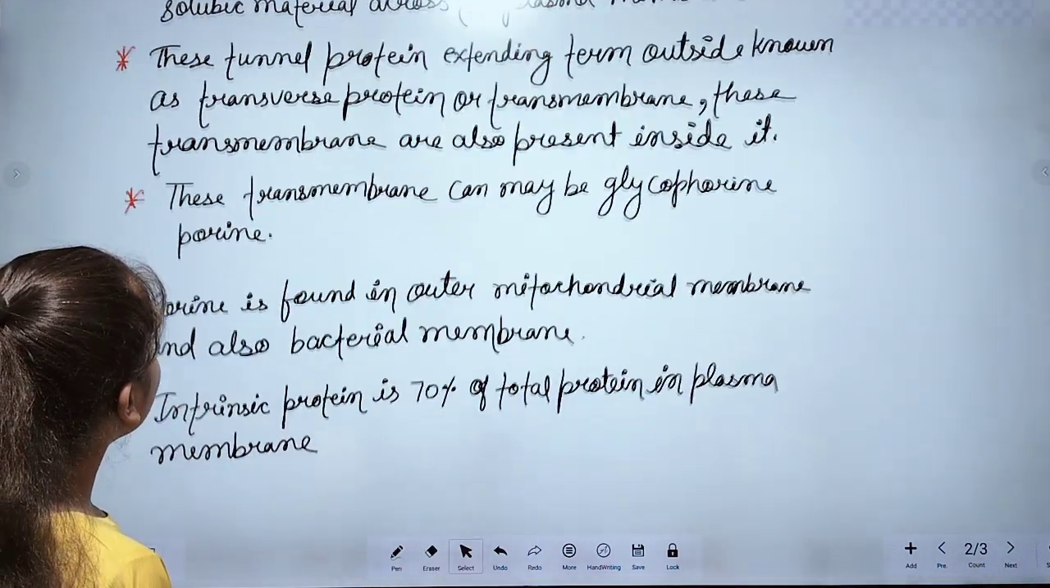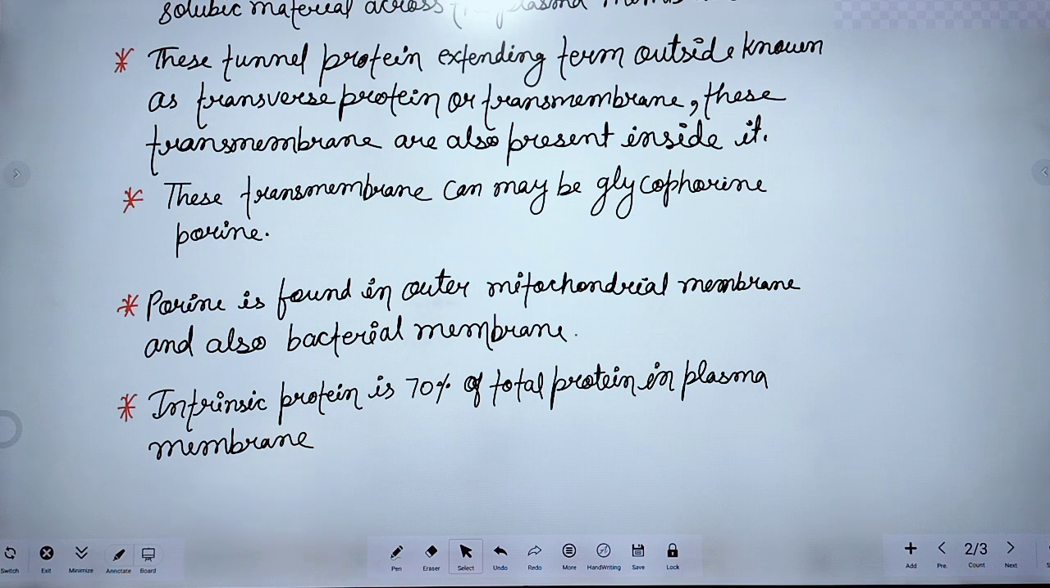Porin is found in the outer mitochondrial membrane. Where is porin found? It is found in the outer mitochondrial membrane and also in the bacterial membrane. So porin is found in two types of membrane: the first is the mitochondrial membrane and the second is the bacterial membrane. And the last point is that intrinsic protein is 70% of the total protein in the plasma membrane, and extrinsic is 30%.